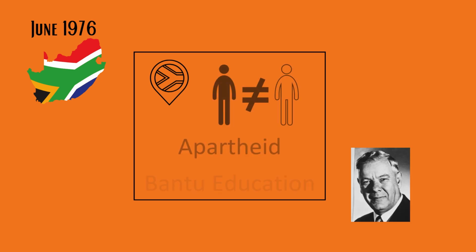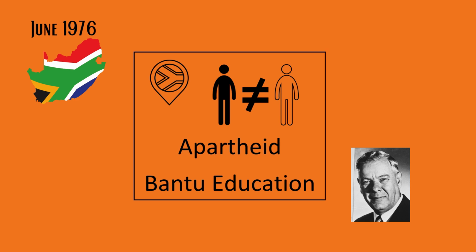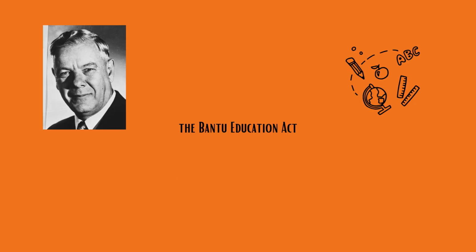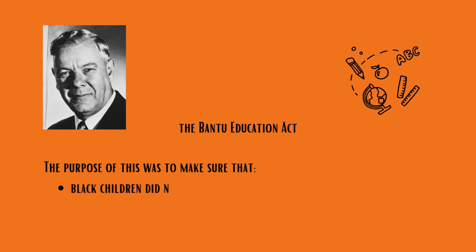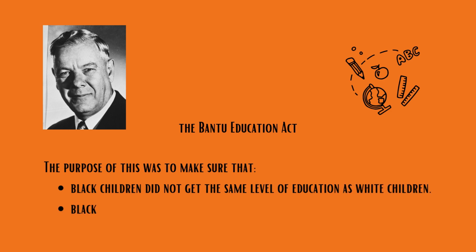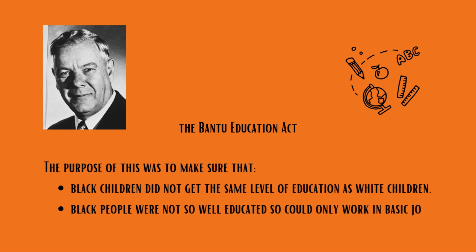Under apartheid, Hendrik Verwoerd led putting together the Bantu Education Act, which later became the Black Education Act. The purpose of the Bantu Education Act was to make sure that black children did not get the same level of education as white children, and that black people were not so well educated and so could only work in basic jobs. Here are some ways that the Bantu education system was unfair.